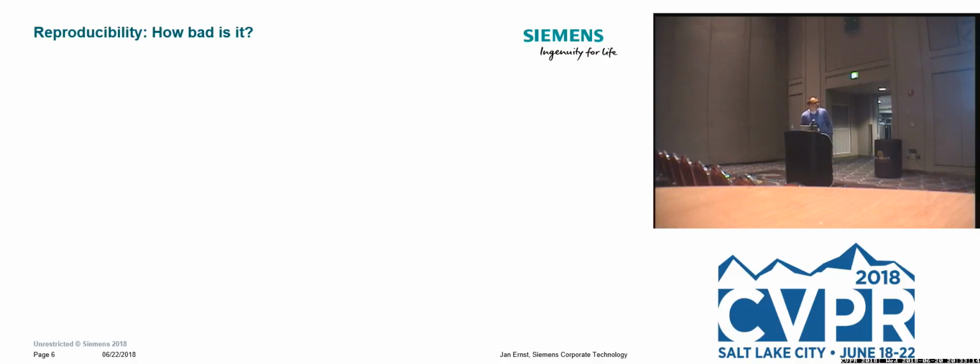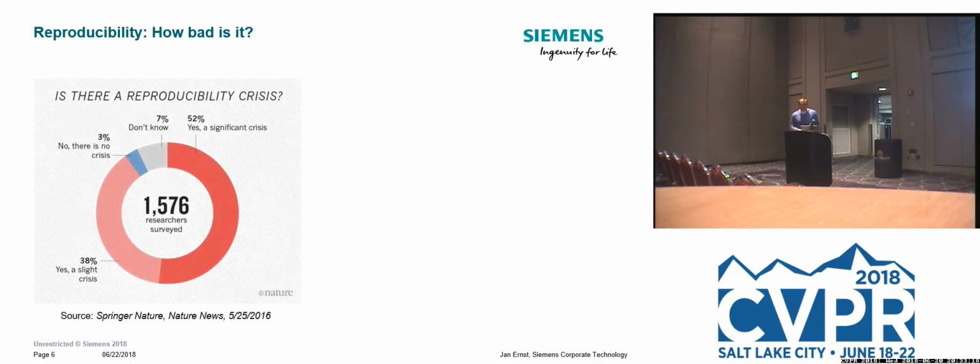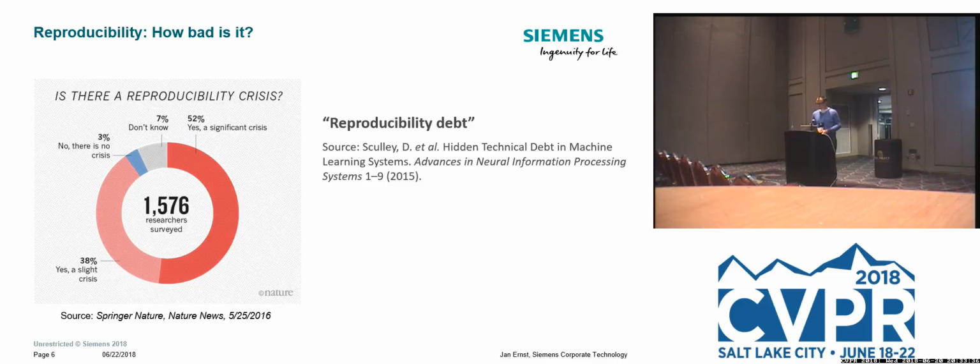So let's start off asking how bad is it? And I'll just cite Nature. They did a review a couple of years back and figured out it's pretty bad. This is across all sciences, but there is no reason to believe that it's any different for where we are. Dee Scully of Google used the term reproducibility debt, which I like very much. You should keep that in mind.